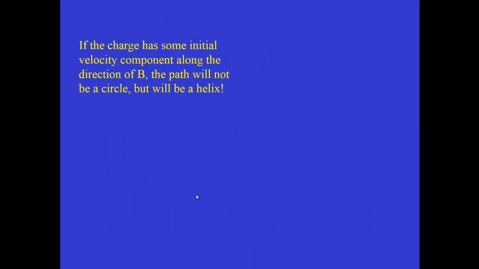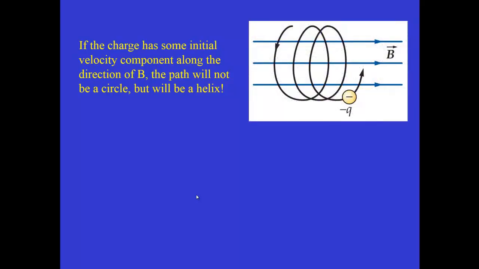So one more general case would be if the charge is not moving completely in a plane perpendicular to the magnetic field, but if it has a small velocity component along the direction of B, then if we looked down the axis, we would see the particle tracing out a circular path. But because it had some initial velocity along the direction of the magnetic field, that circular path would be moved along the magnetic field direction, and the path would in fact be a helix.